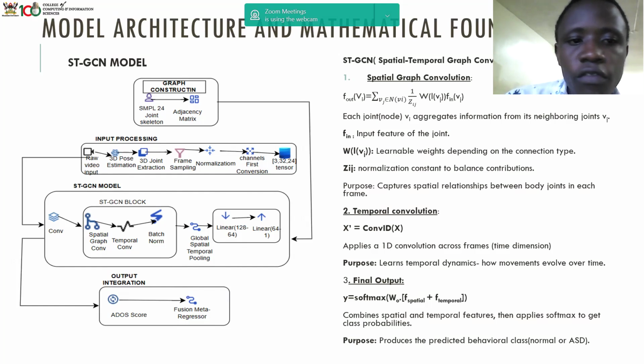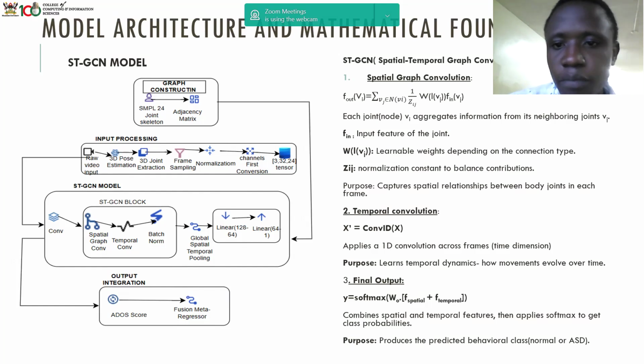So, graph. You can see that the human body can be represented as more than just an image. You can map it out into a graph where the joints act as the nodes. So this ST-GCN model is a spatial temporal graph convolutional network.